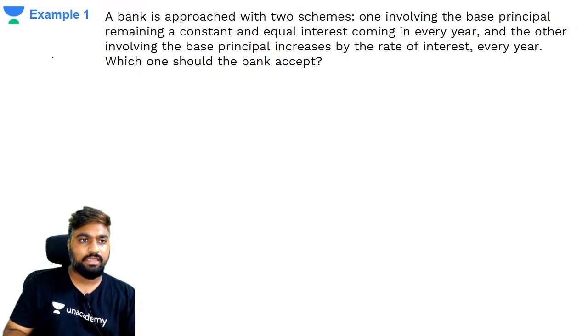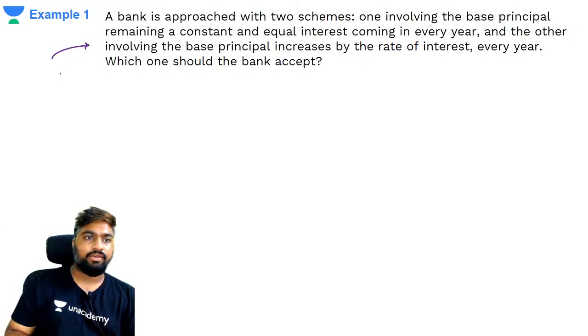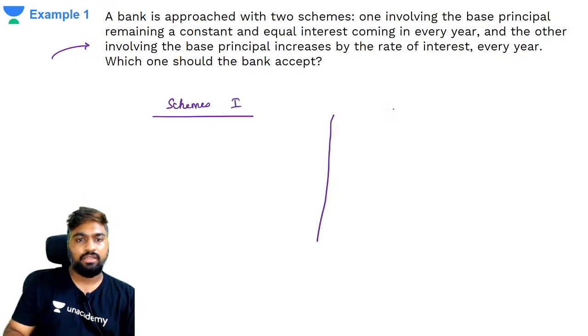Okay, so first let's try this question out. There's a question on the screen. Let's read this. A bank is approached with 2 schemes, one involving base principal remaining constant and equal interest coming in every year. So there are 2 schemes. This is to help you understand how simple and compound interest works. So scheme 1, scheme 2, there are 2 schemes.